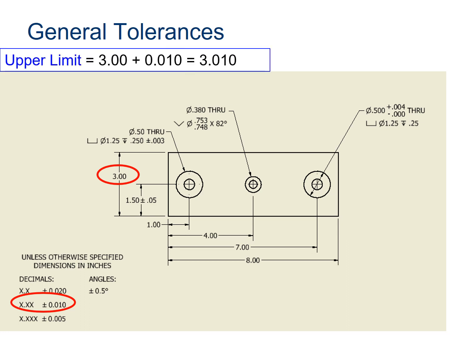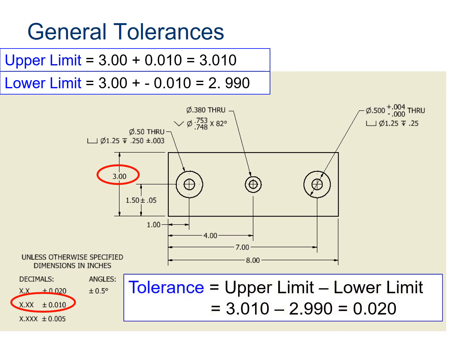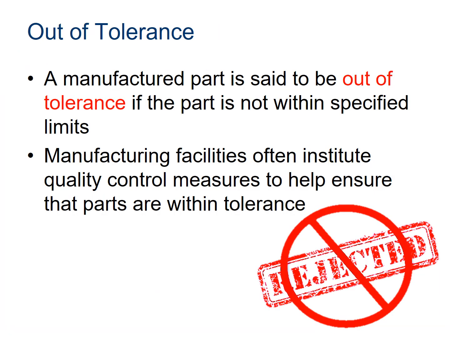So my upper limit here would be 3 plus 0.010, so that's 3.010. My lower limit would be 3 plus a negative 0.010, or 2.99. Then my tolerance is my upper limit minus my lower limit. So it's 3.01 minus 2.99, or 0.02. That's how much wiggle room I have on that particular dimension.